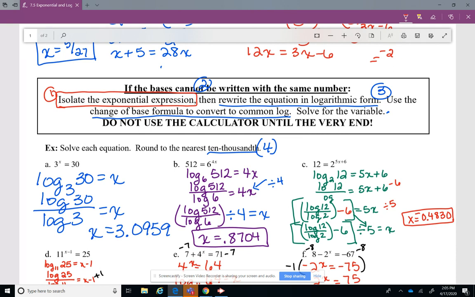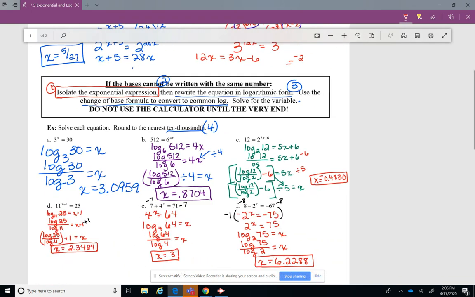For this one, you isolated the exponential expression just like you did above. But instead of rewriting the 2 sides of the equation with the same base, what we did here is we rewrote the equation in logarithmic form. Log base 3 of 30 equals x. Then we used the change of base formula. We didn't use that up top to convert it to a common log, and then we solved for the variable.